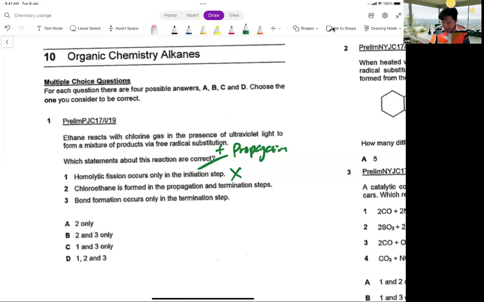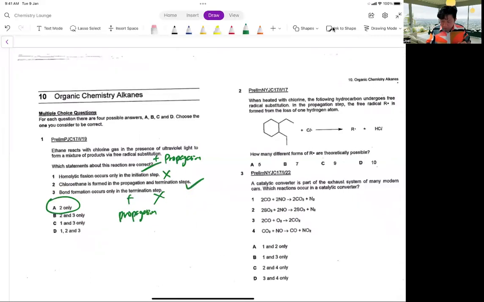Correct, right? Yes, very good. Bond formation occurs only in termination. Answer is wrong, right? Why? Occurs also. Yes, very good. Okay, so we practice, then we know these are totally different from notes. So answer A. Very good. Okay, take note.